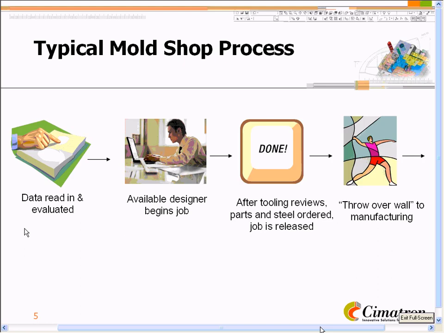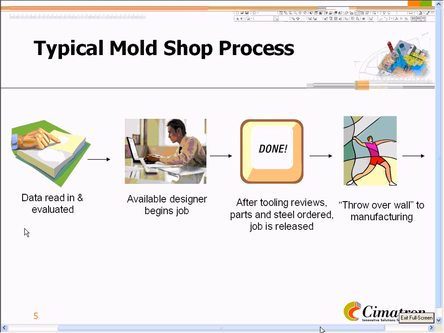So let's take a look first at what we see as the typical process taking place within a mold shop, and from there we'll build upon that. Of course, data is read in and evaluated when a job is received. From there it's usually decided who is best suited to do the design work, or it's given to the next available designer to begin the job. There's always a series of design reviews that take place as everyone decides if that's the exact design they want to go with. Usually at this point too, steel can be ordered and the job is considered released onto manufacturing. From there it's like throwing it over the wall, in a sense.